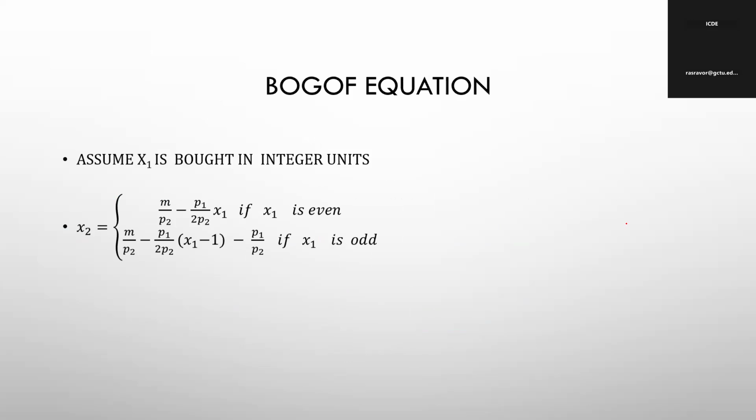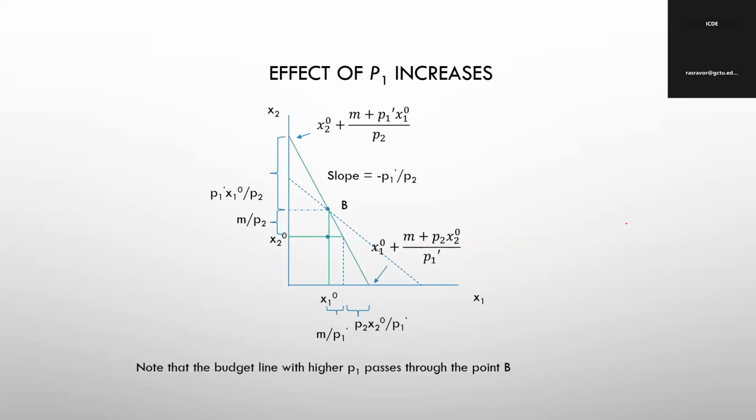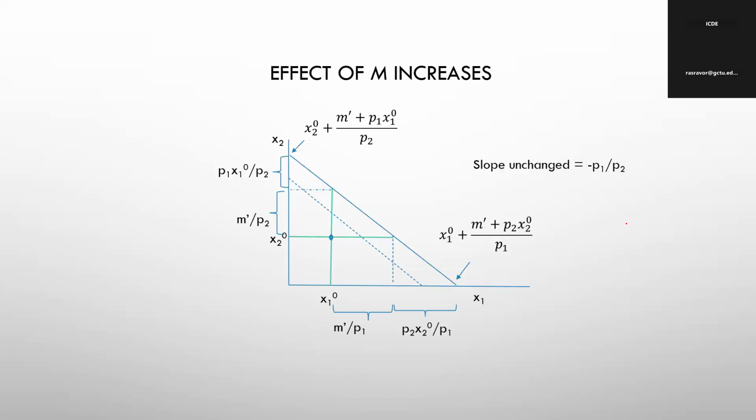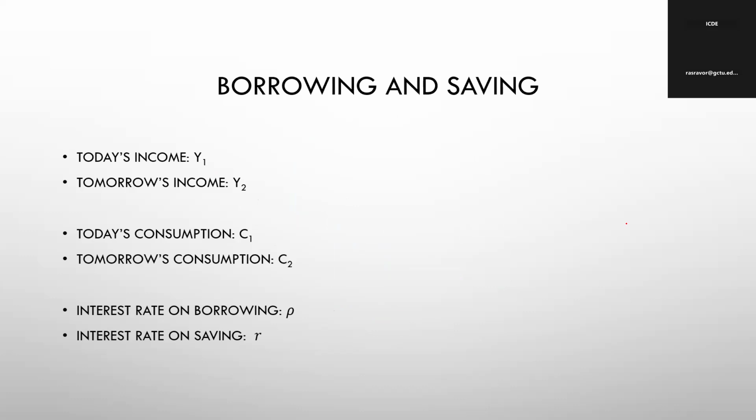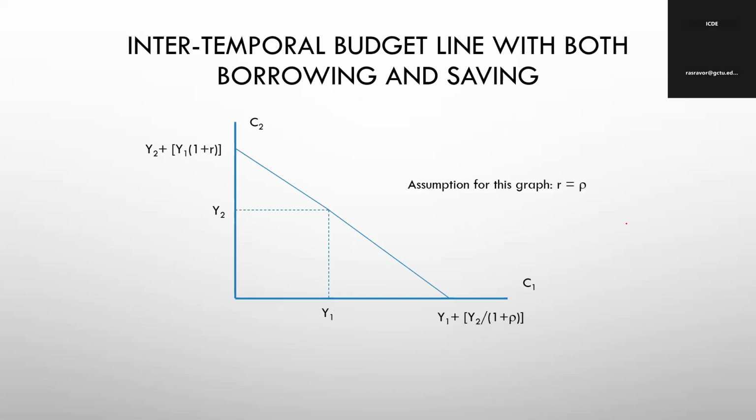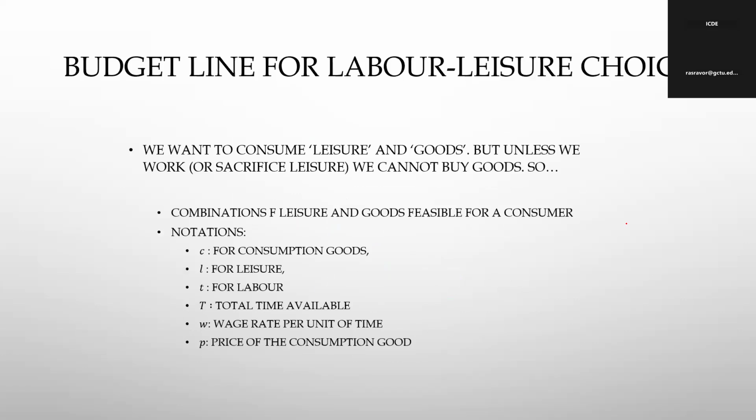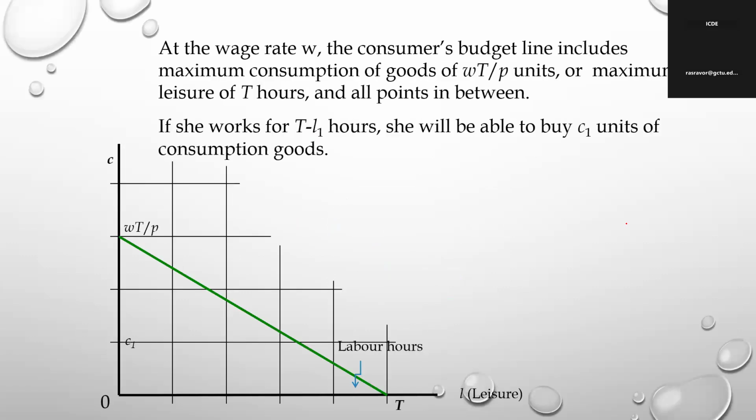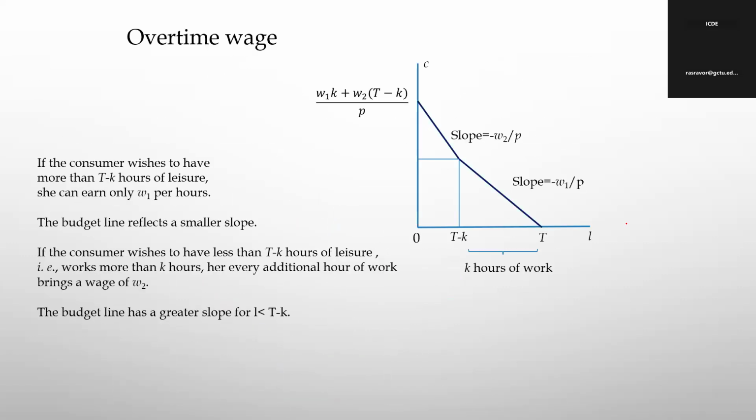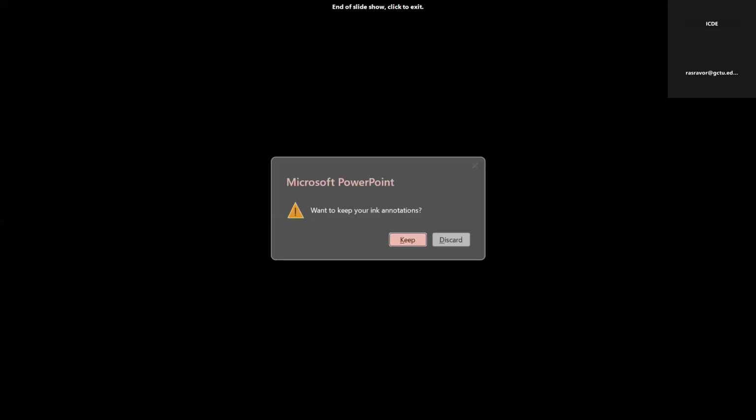Right? And we'll try and do it and look at the equation. Then the endowment income will come and we look at that. And then the effect of a price increase, the effect of borrowing and savings. Then we'll come and do the intertemporal budgeting, and then savings and borrowing rates. What about the budget line for leisure and choice? We'll come and do all that. So I'm going to end here. Over time, we will do that. And then these are typical examples, and then we would be done with this.